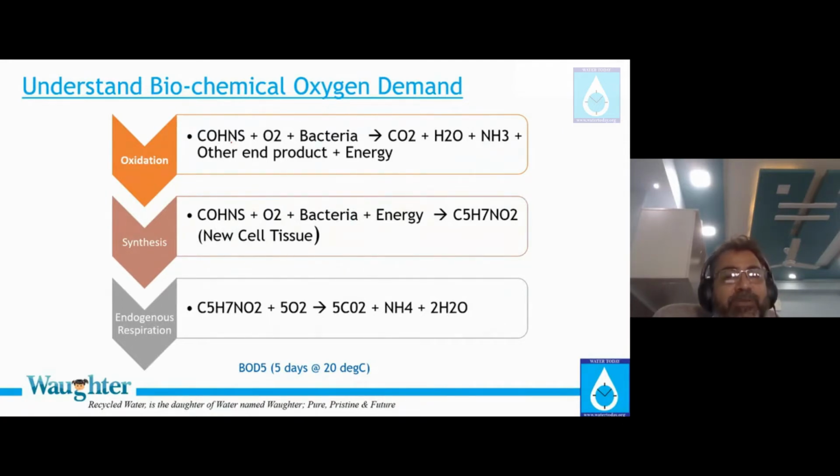But biochemical oxygen demand is the right word for BOD. So COHNS represent pollution here. Oxygen plus bacteria will make CO2 plus water. Pay attention. I have kept ammonia in the reduced form, NH3. No oxygen given to ammonia. So oxygen given only to which? Bacteria. For which purpose? Oxidation.